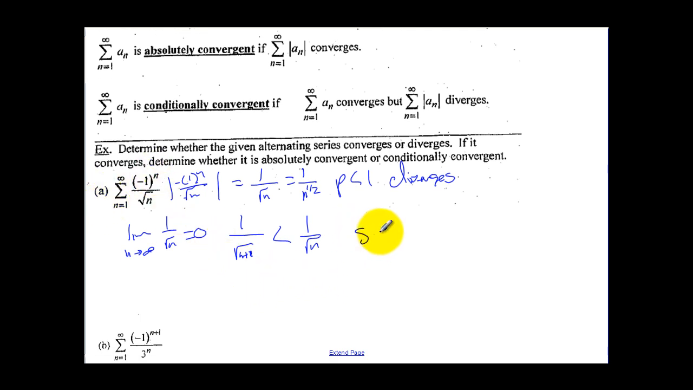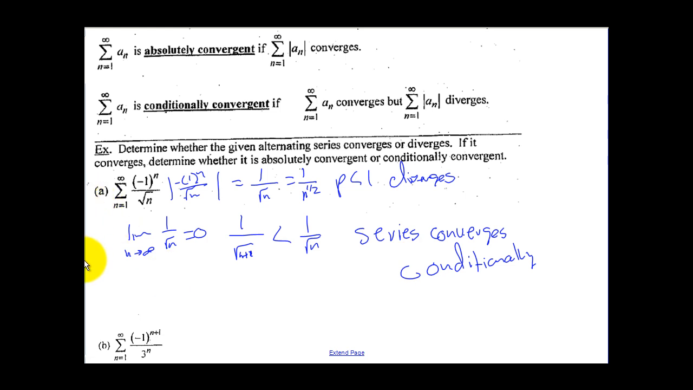So the original series converges, but only conditionally. The absolute value diverged, but the original series converges, so the series converges conditionally.